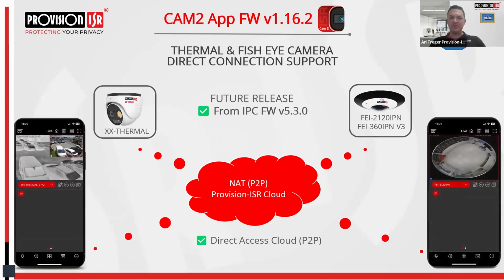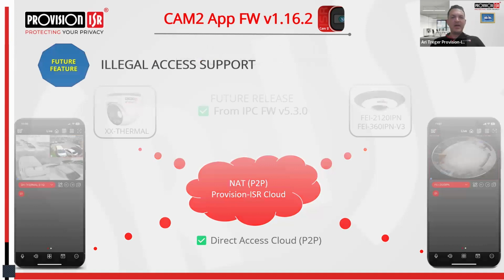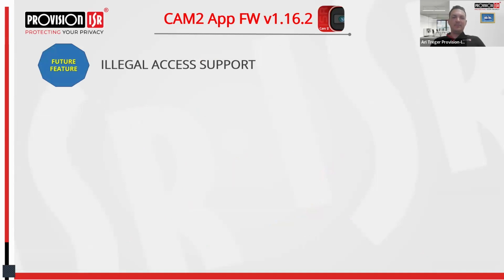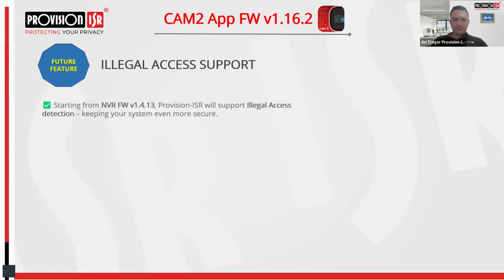So this obviously opens up a whole bunch of new possibilities for simpler, more flexible installations, especially in projects where you don't want or need a recorder on site. While this feature isn't active yet, it is still coming. It's definitely one to keep on your radar. And the last feature I want to cover today, also a future feature, is starting from NVR firmware version 1.4.13. It's the next version that we're going to release very soon: illegal access support.